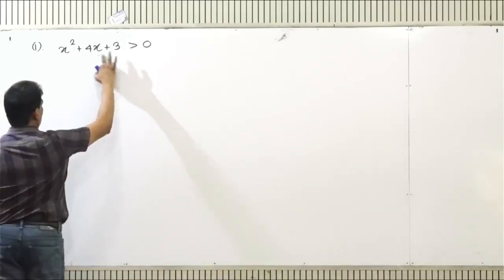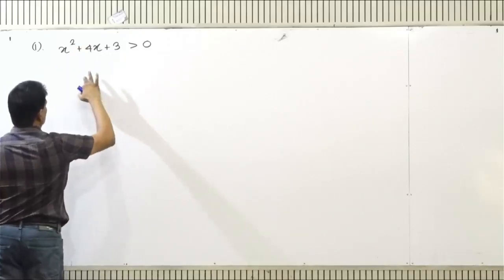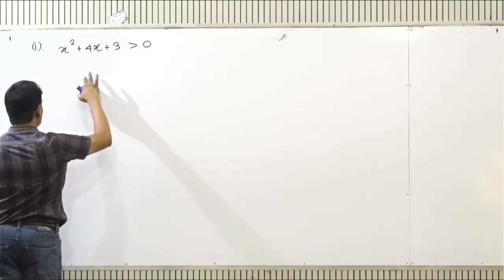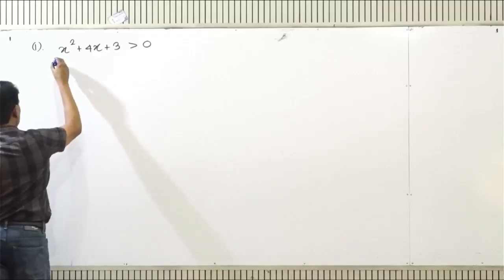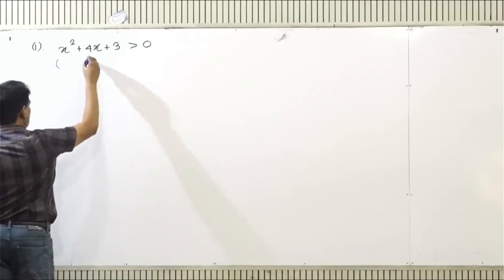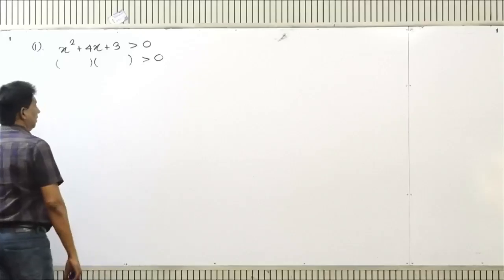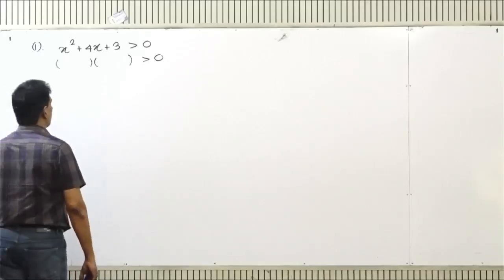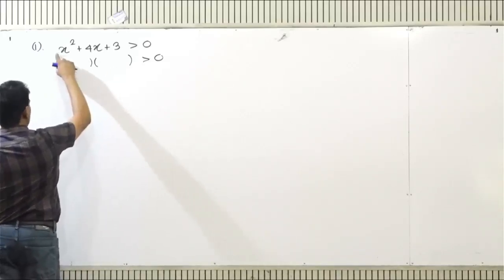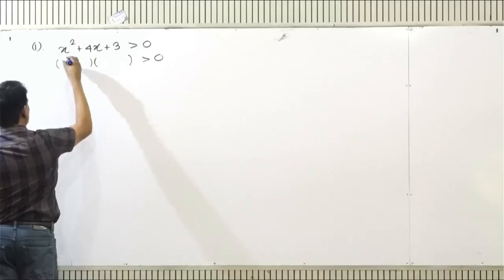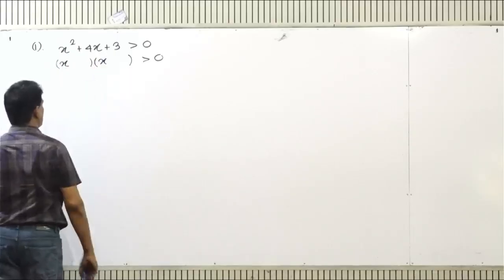Now this is a quadratic expression, x squared plus 4x plus 3. Now we have to find the factors of this quadratic expression. How can we find factors for this quadratic expression? You have learned it in grade 10 and grade 11. We have to put two brackets. As there is positive x squared, in this bracket positive x, in this bracket also positive x.